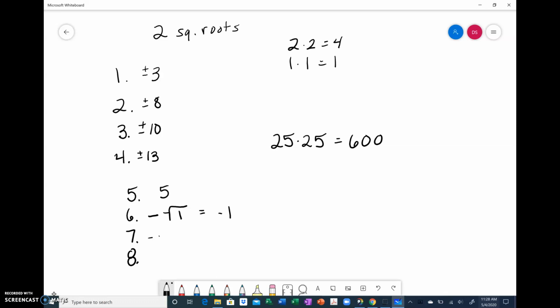The negative square root of 144. Again, if you've got your little cheat sheet going, you would have 12 times 12 on here. The square root of 144 is 12, and then add the negative sign. And you would also have 11 times 11, and that's 121. Okay, that's how you do the guided practice.